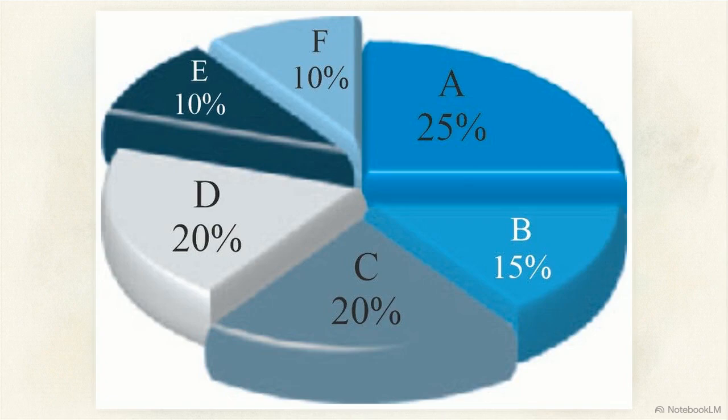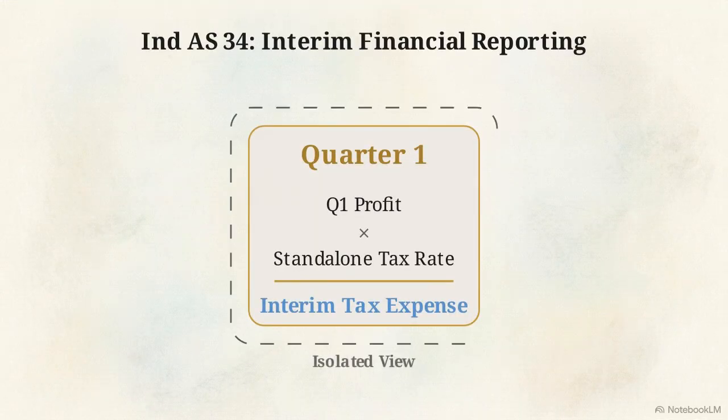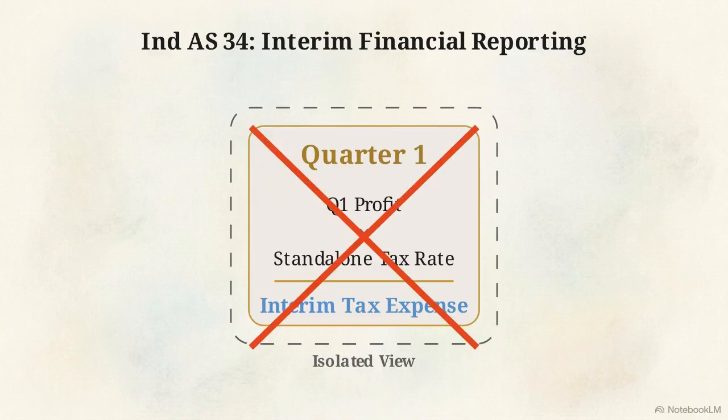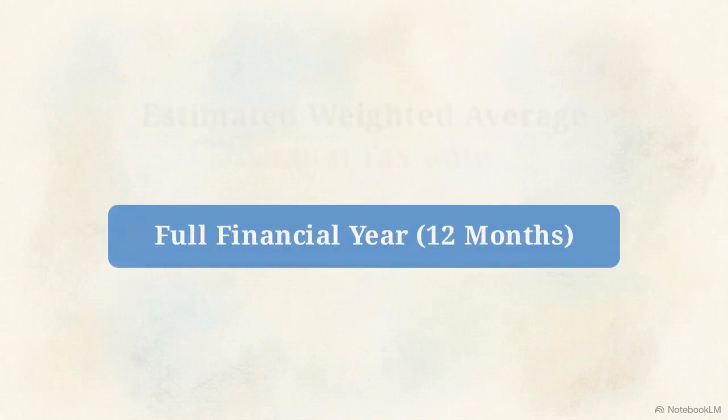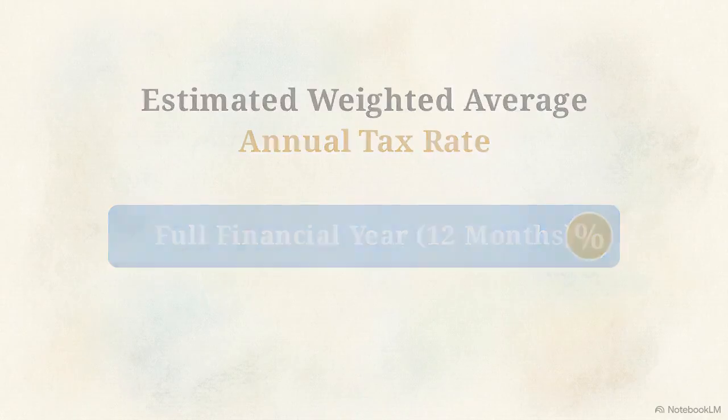This pie chart shows the exact breakdown of the Corporate Financial Reporting syllabus. Section A, covering Indian accounting standards, commands a massive 25% of your total exam marks. Under Ind AS 34, we do not calculate income tax by looking at a single quarter in isolation. The standard mandates that interim reporting must reflect the estimated weighted average annual tax rate for the full year.